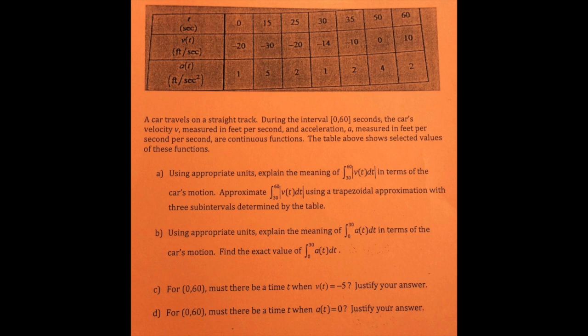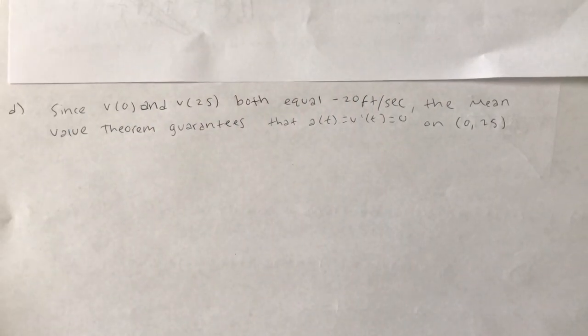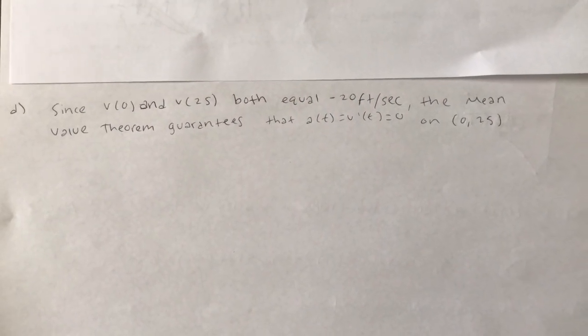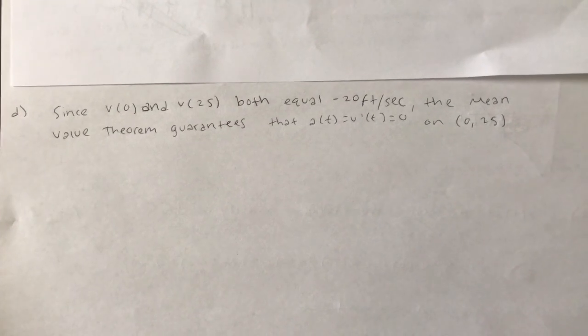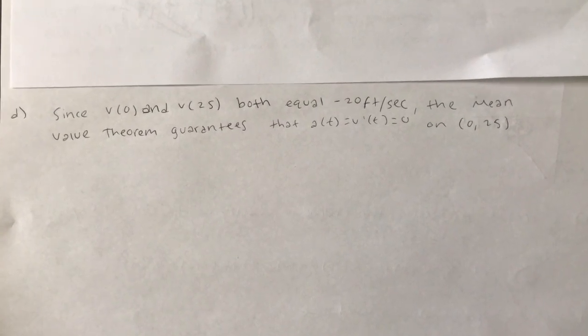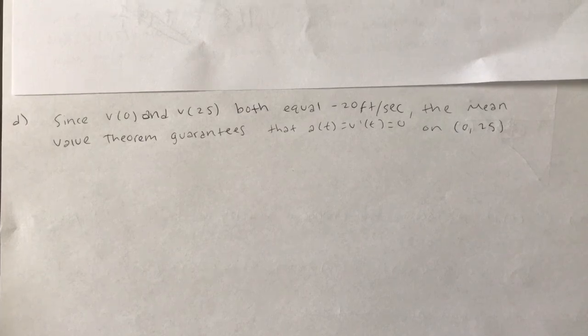D. For 0 to 60, must there be a time t when a of t equals 0? Justify your answer. Since v of 0 and v of 25 both equal -20 feet per second, the mean value theorem guarantees that a of t equals v prime of t equals 0 on 0 to 25.